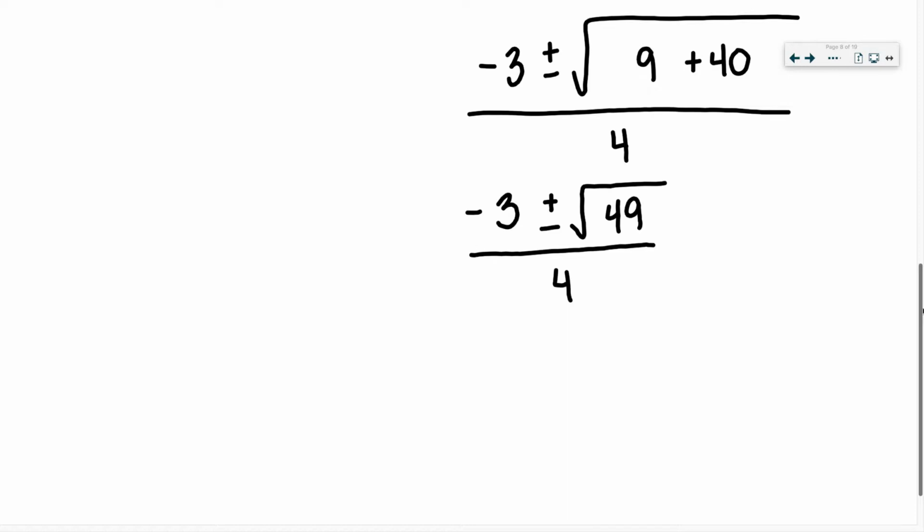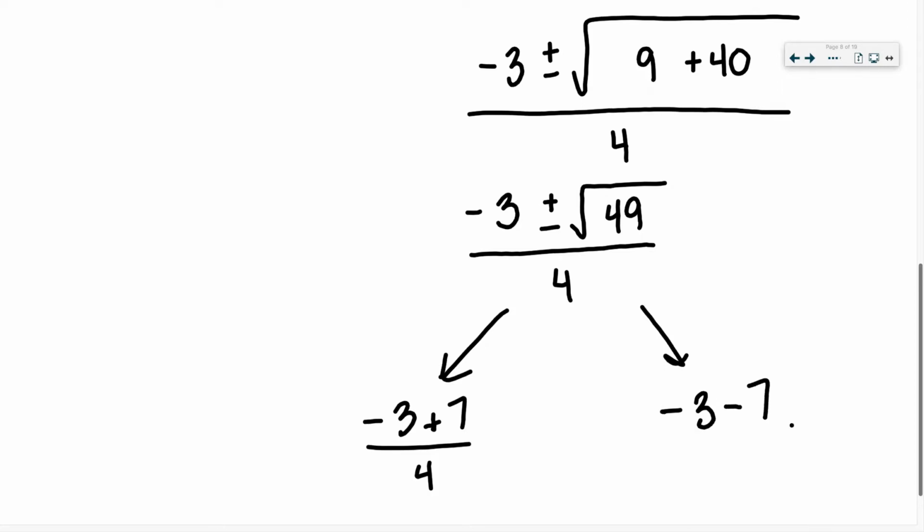Okay, I know the square root of 49. You guys better be writing this down. Right? Not you. Square root of 49 is what? 7 or -7. That's why they put the plus or minus there for you. Right? So now what I'm going to do, I'm going to actually do it this way. -3 plus 7 over 4 or -3 minus 7 over 4.